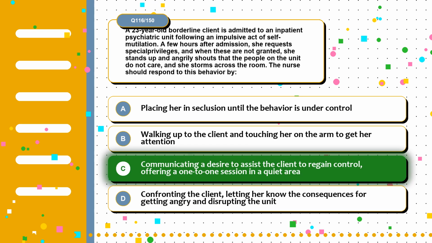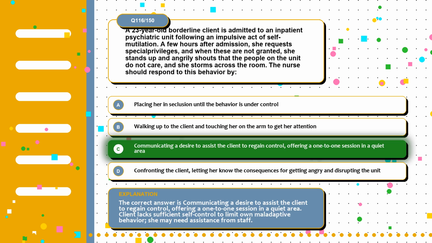The correct answer is option C. Communicating a desire to assist the client to regain control, offering a one-to-one session in a quiet area. Client lacks sufficient self-control to limit own maladaptive behavior. She may need assistance from staff.